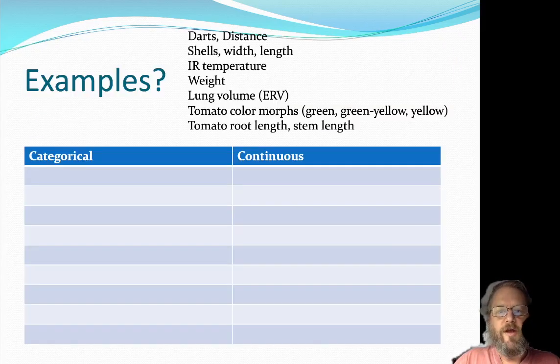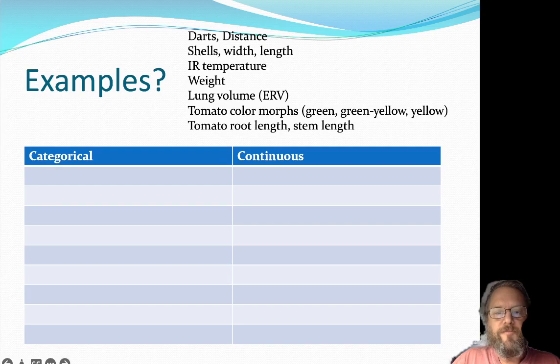Okay, so let's run through some examples. When you're throwing darts, for example, you might measure the distance between the center and your toss. What kind of data type is that? Well, you could certainly say, did I hit the target? Yes, no, right? So that observation would be categorical, binomial. But the distance between the target center and where the dart landed is clearly ratio scale.